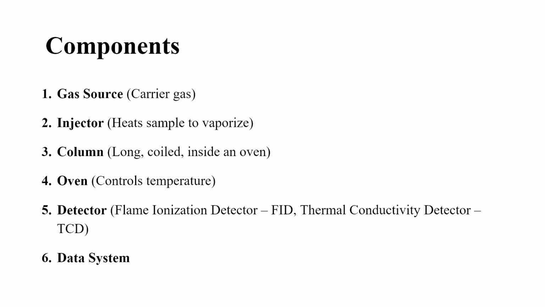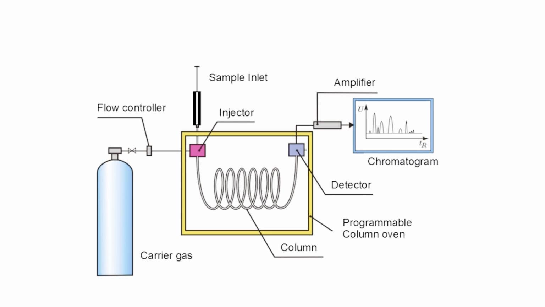Components for gas chromatography include a gas source, that is a carrier gas, then injector, which heats the sample to vaporize, and then we have a column, which is a long coiled tube inside an oven, and then we have an oven which controls the temperature. We have a detector, which can be a flame ionization detector or thermal conductivity detector, and we have a data system. This picture shows the various components of the gas chromatograph.